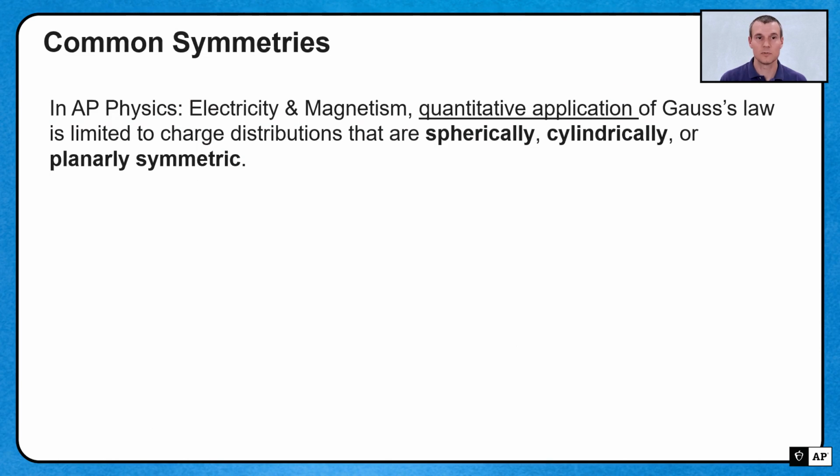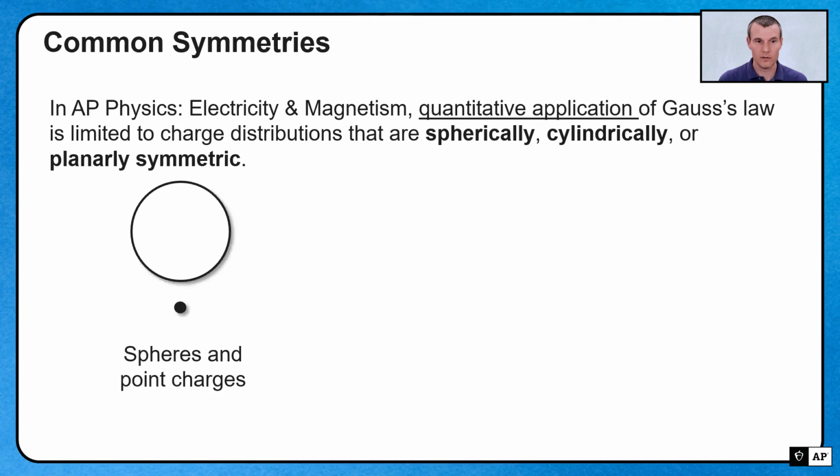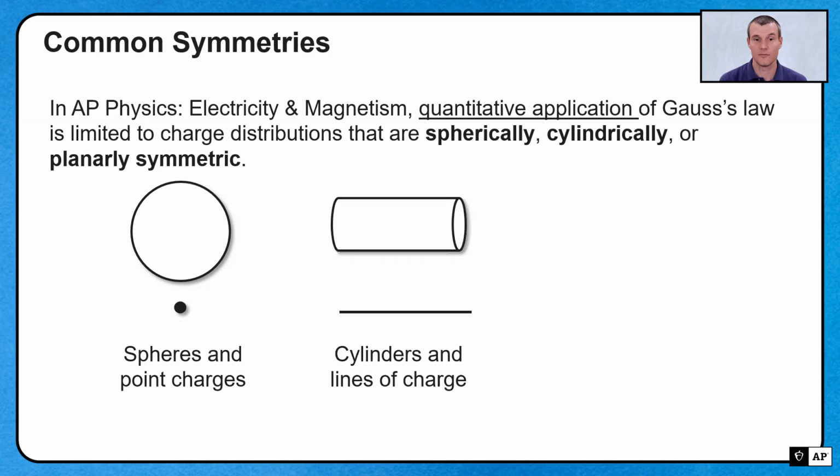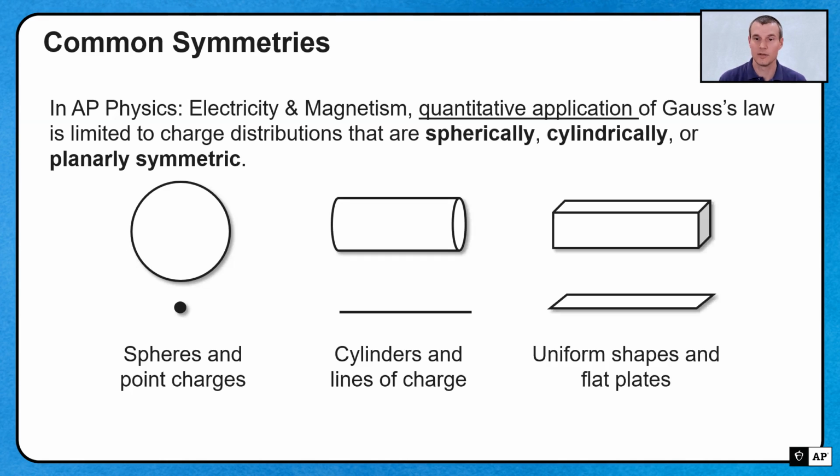So here are some common symmetries that happen for this particular course. They're either going to be spherically, cylindrically, or planarly symmetric. What does that mean? Well, they look like this. You have a sphere or a point charge that has charge on it. We're going to use that symmetry. If we have cylinders or lines of charge, we're going to use that symmetry. And if we have planes or uniform shapes, we're going to use that symmetry with particular shapes that go with each one.